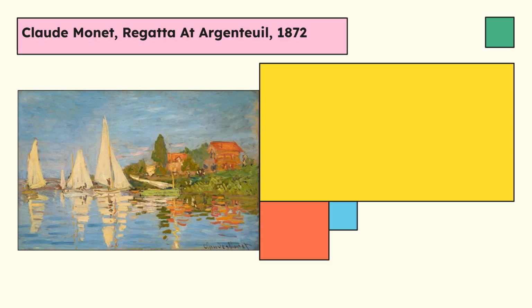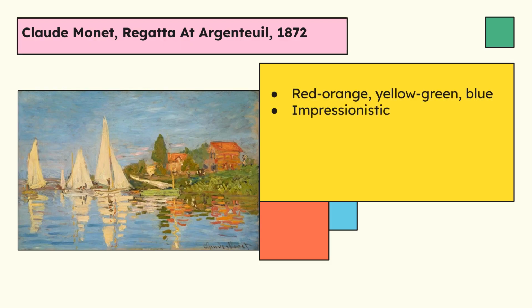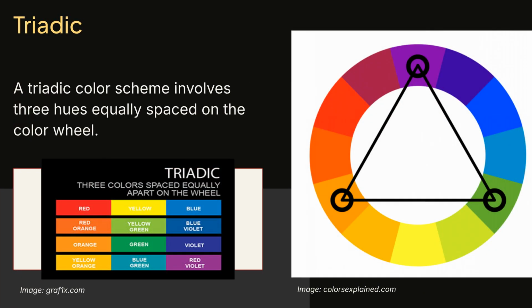This Claude Monet painting uses a split complementary scheme of blue with red orange and yellow green. This impressionistic style unifies the composition with dominant cool tones and warm accents. A triadic color scheme uses three hues that are equally spaced around the color wheel, such as red, yellow, blue; red, orange, yellow, green, blue, violet; orange, green, violet; and yellow, orange, blue, green, red, violet.